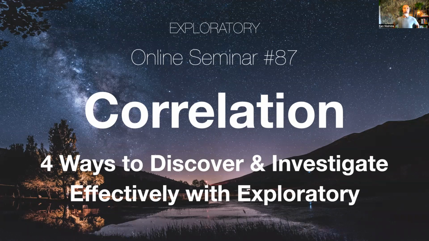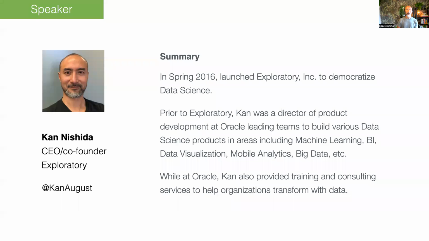This is Exploratory online seminar number 87. Today, I'd like to present correlation. Specifically, I'm sure many of you know the correlation or association, if you will, but how to discover those correlations in the data and how to investigate the relationship effectively with Exploratory. That's the part I'd like to really focus on, how you can actually do it. And there are 4 ways I'd like to introduce today. That's the main topic.